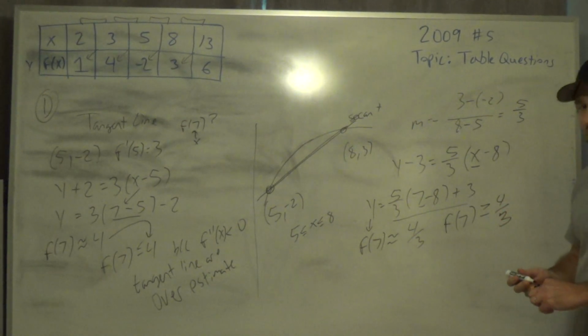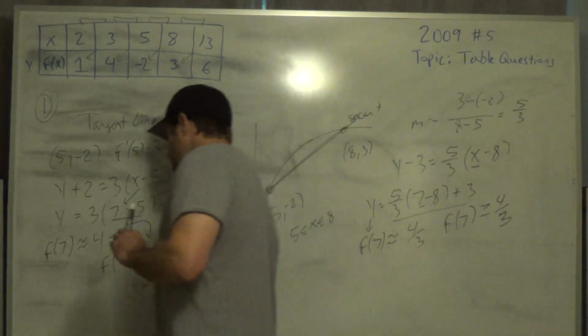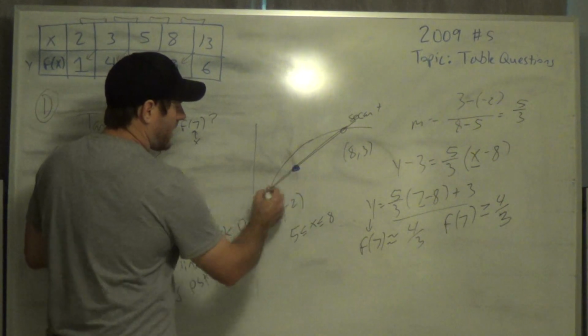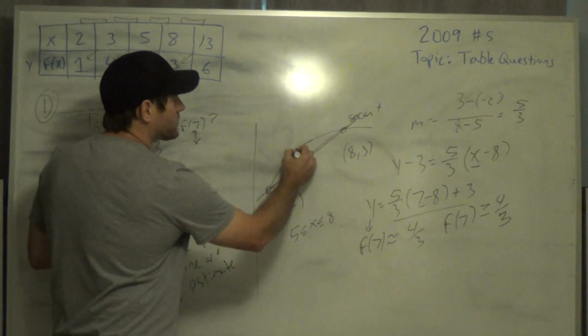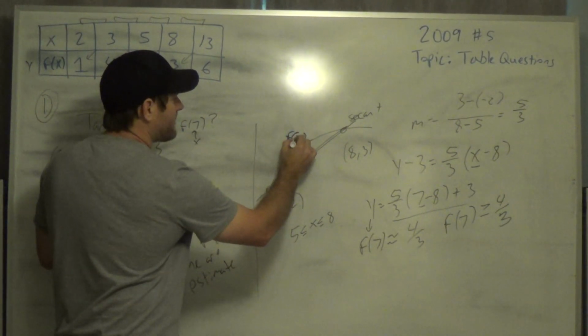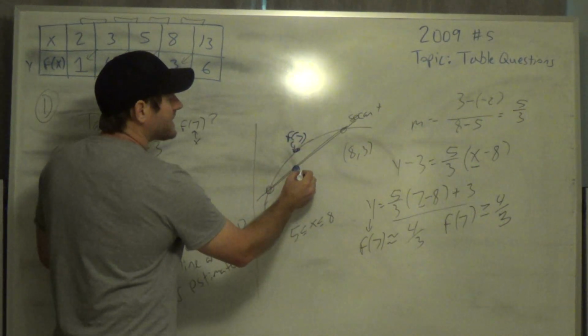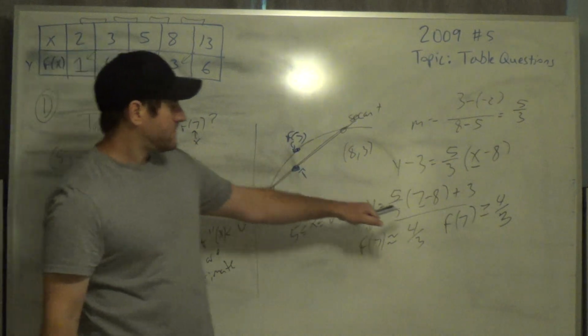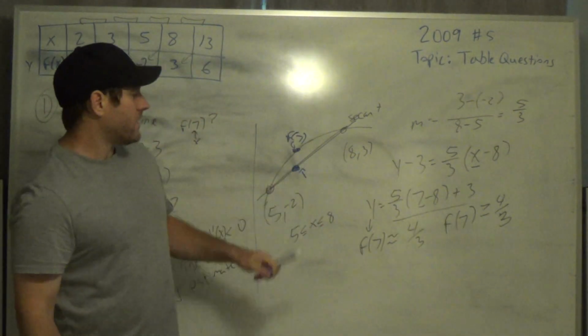Well, the question is, how can we show that the real answer of f of 7 is above 4/3? Let's go back to the graph here. We found an ordered pair here on the secant line, but here's where the real f of 7 is. The real f of 7 lives here. Our estimate lives here. You will see that the real f of 7 is above our estimate.